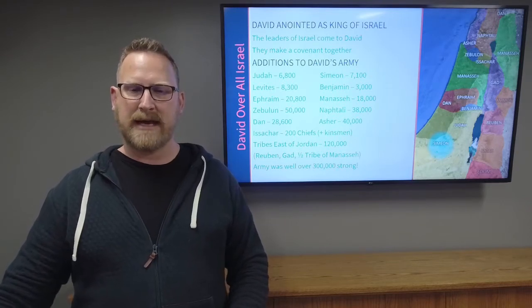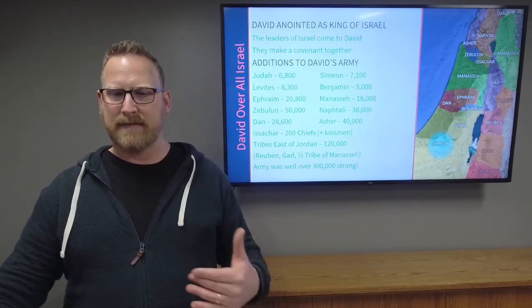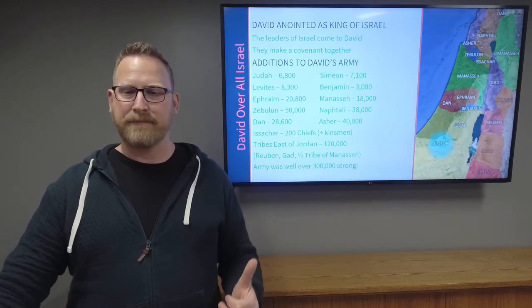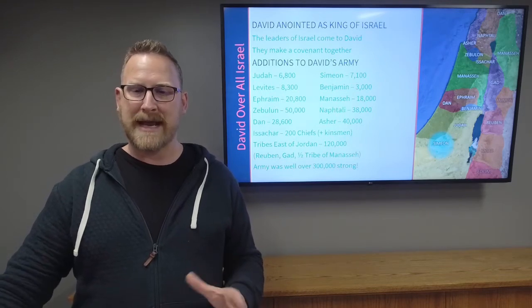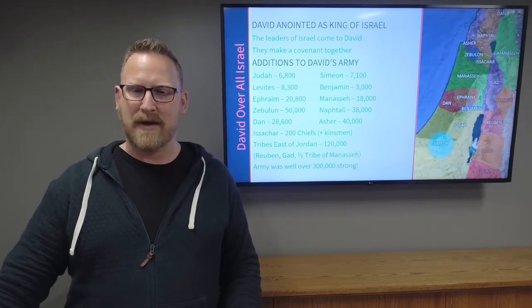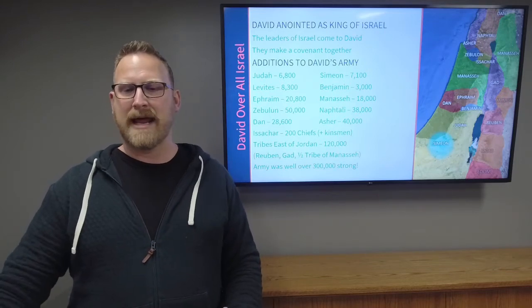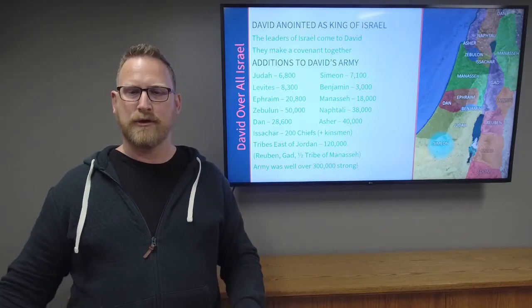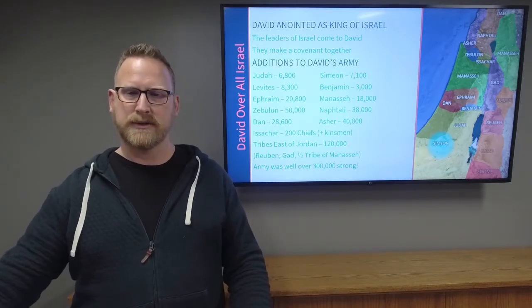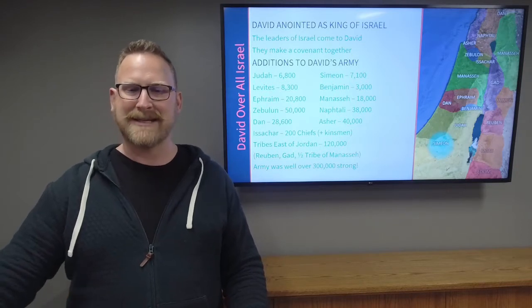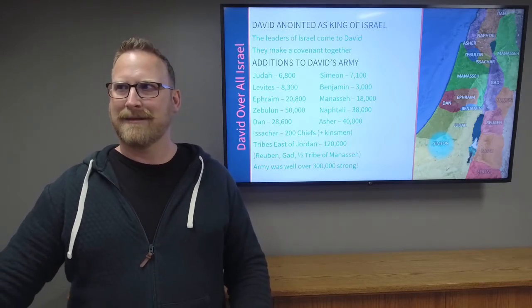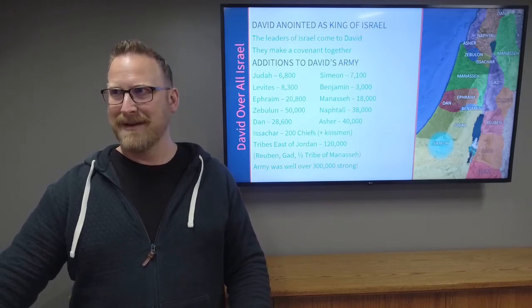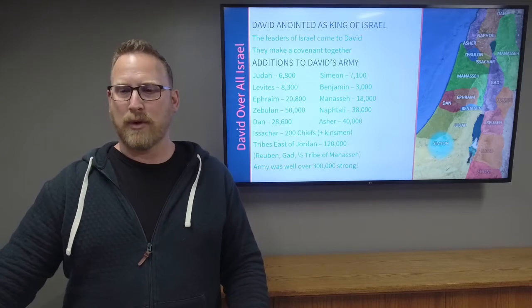The Levites provide 8,300. Simeon, 7,100. Benjamin, 3,000. Ephraim is 20,800. Manasseh is 18,000. And remember, Ephraim and Manasseh are half tribes. So really from the tribe of Joseph, you have 38,800 soldiers, while Naphtali has 38,000 and Zebulun has 50,000. This is really interesting, that Zebulun and Naphtali, which are not large tribes, would have so many more soldiers.